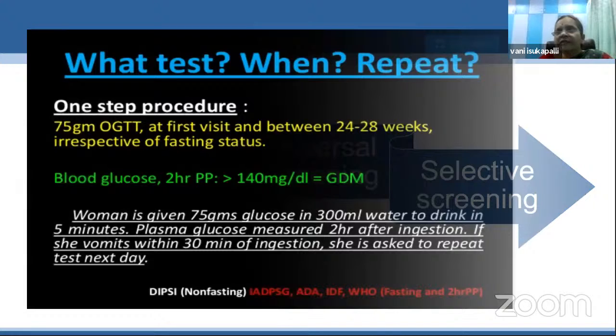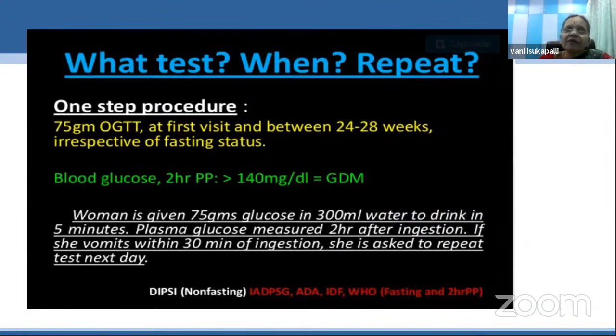So what is the test which is recommended for screening, and when to do it, when to repeat? These are the next important questions that would come into our mind. The single best test is what is called the DIPSI test. DIPSI is a wonderful group, the Diabetes in Pregnancy Study Group of India.